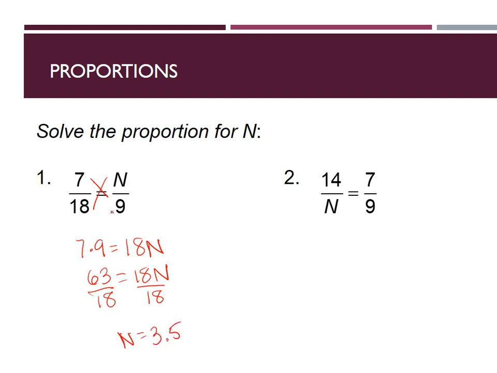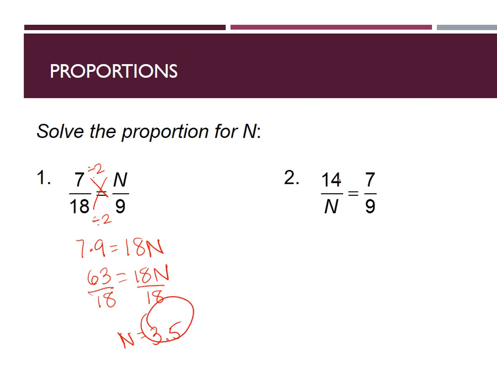Now, you may have seen another way to do this as well. If you notice, I have to multiply or divide the numerator and denominator by the same thing to get an equivalent fraction. So 18 divided by 2 would have given you 9. So if I do 7 divided by 2, that's going to give me n. 7 divided by 2 is indeed 3.5. So there are a couple ways you could do this.